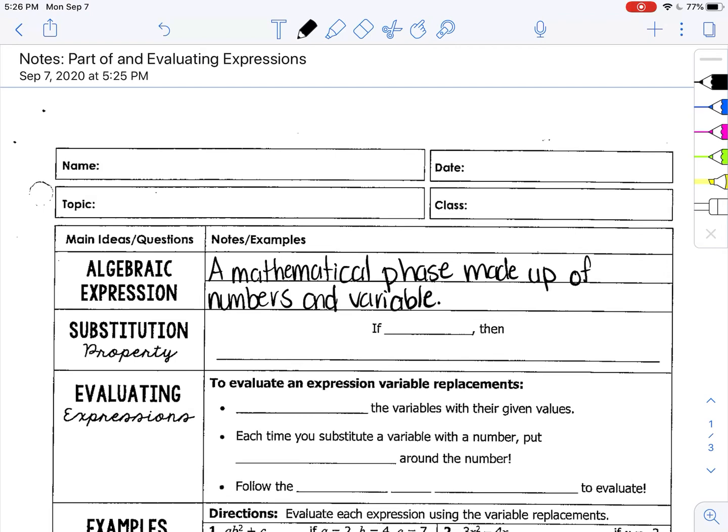Remember, a variable is a letter that represents an unknown number in an expression. A variable can be any lowercase letter in the alphabet. In order to evaluate algebraic expressions, we want to use what we call the substitution property. What the substitution property states is if A equals B, then A may be replaced for B in any expression.